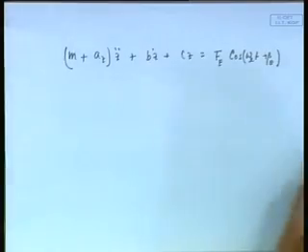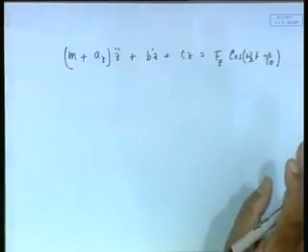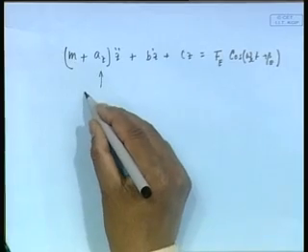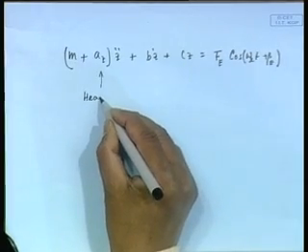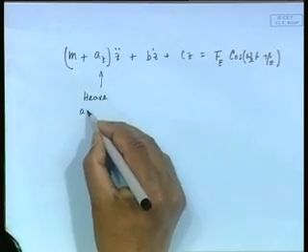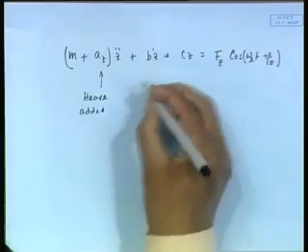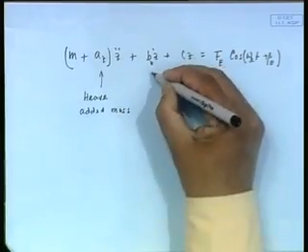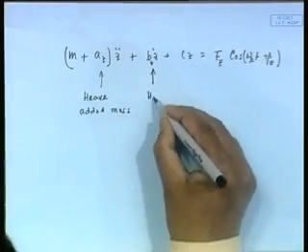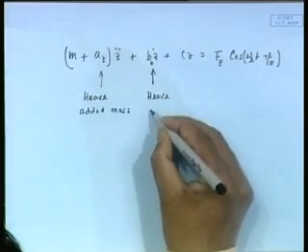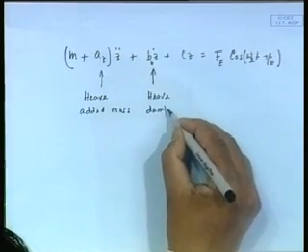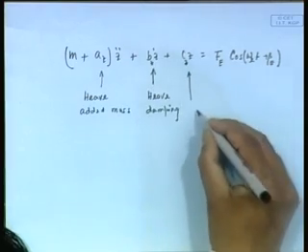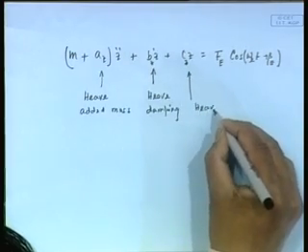Now, this is a single degree equation of motion for heave, where I call this heave added mass. We can put Z here too, and this is heave damping. And I also put Z here, that is heave restoring force.